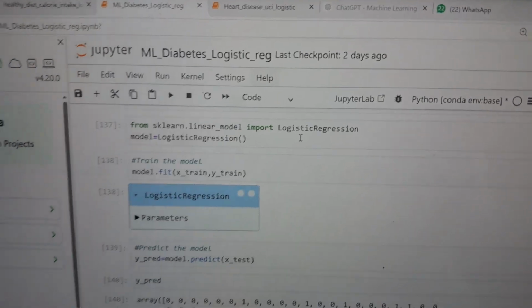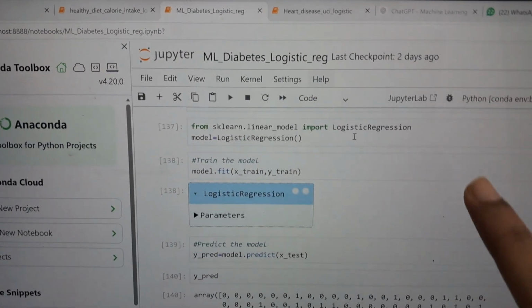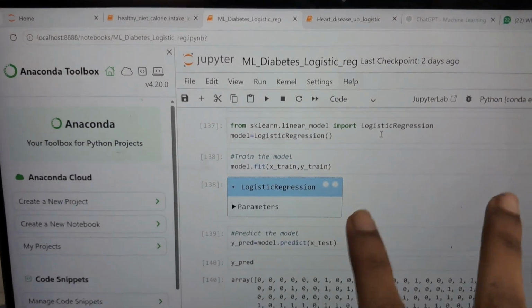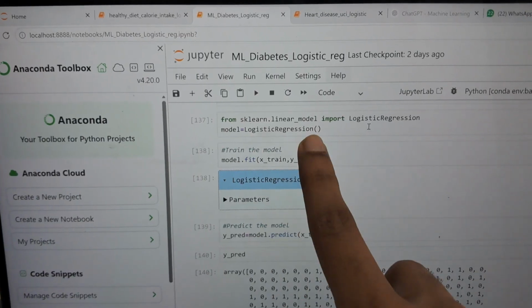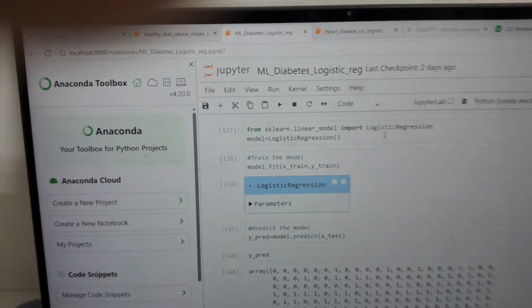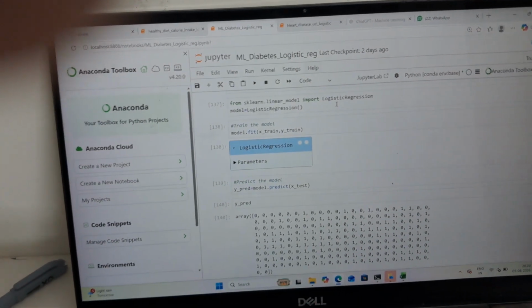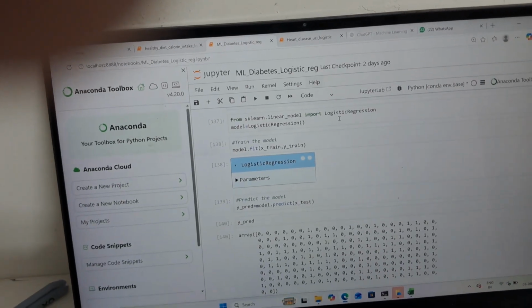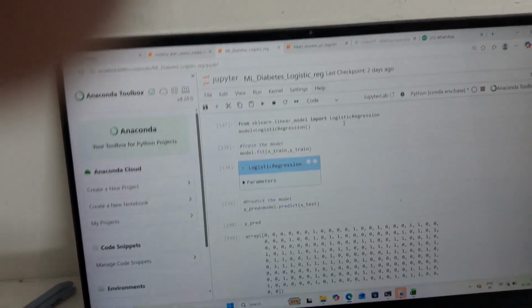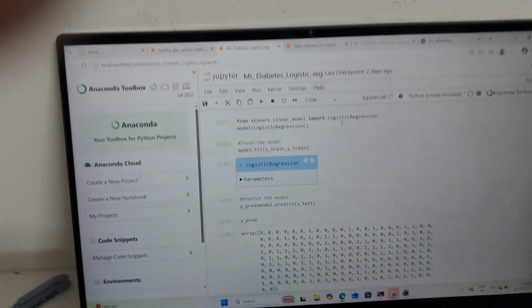Next is sklearn.linear_model. Import LogisticRegression. Now I have to call logistic regression in that model. Now what do I have to do? I have to train my model. In that, what do I have to give? I have to give my training data to my model.